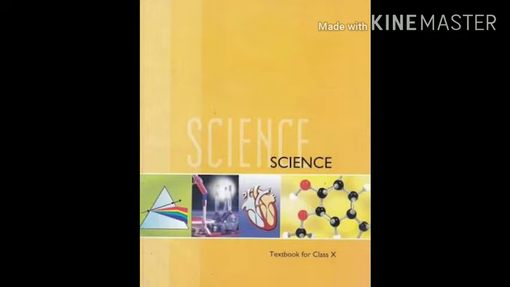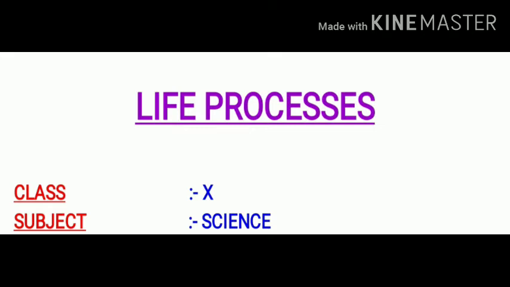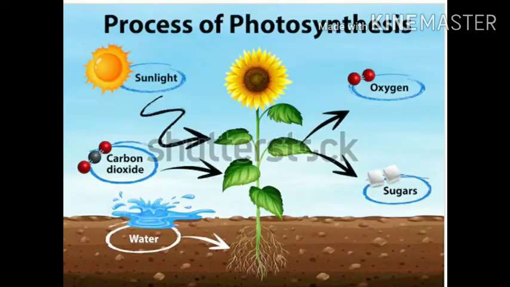In this video, I will discuss plant nutrition, that is photosynthesis, which is a part of the chapter Life Processes. As you all already know, the carbon and energy requirements of the autotrophic organism are fulfilled by photosynthesis, and the raw materials are carbon dioxide and water, which are converted into carbohydrates in the presence of sunlight and chlorophyll.